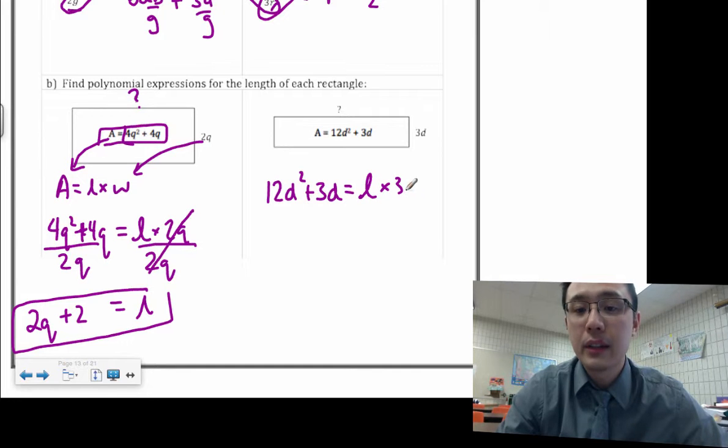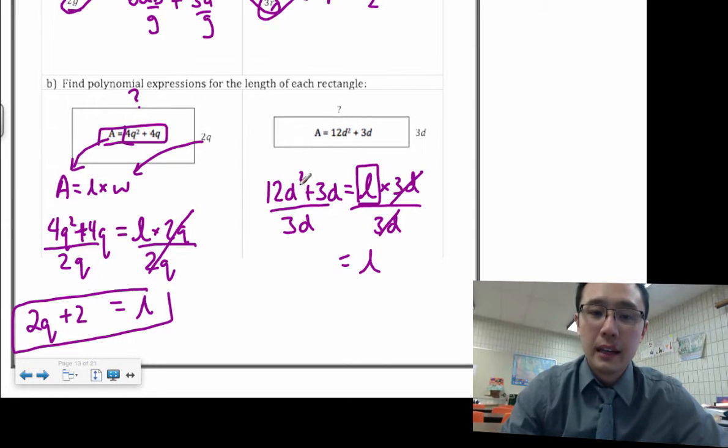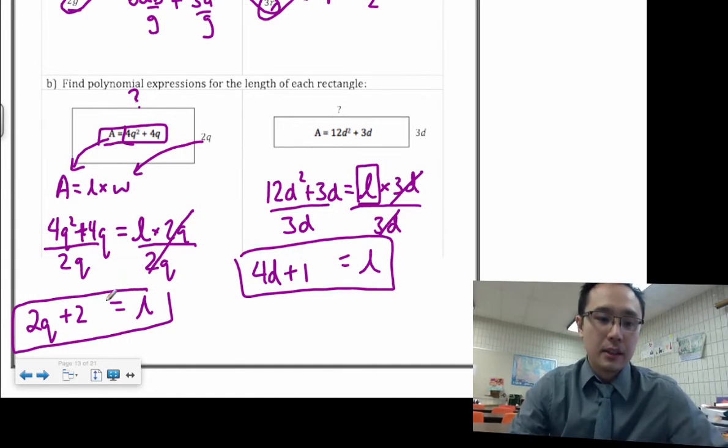And then same thing for the next one: 12d squared plus 3d is equal to L times 3d. And to solve and isolate for L, I need to divide by all the other stuff, which is 3d. Cancel, cancel, leaving you with L. And then this is your division question. So 12d squared divided by 3d is 4d plus 1. That's your answer.